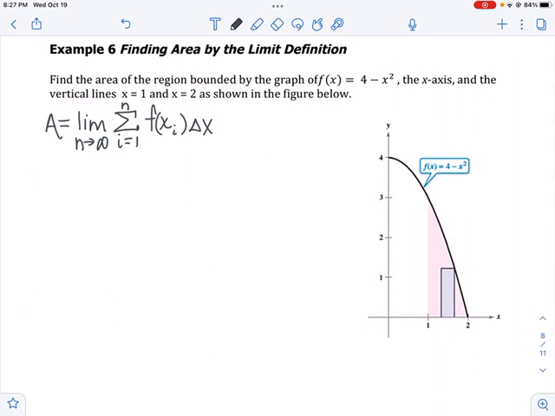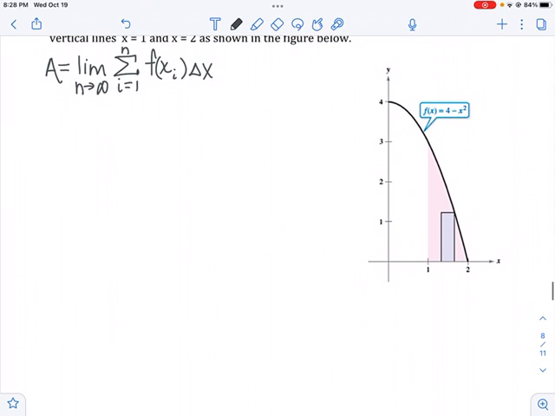So we're going to do the same thing here, but we have 4 minus x squared. So with this one, 4 minus x squared is our function. We're going to start out with what x sub i is. Pause your video and try the x sub i and the delta x, and then come right back to it. So with this one, we have area is equal to the limit as n approaches infinity.